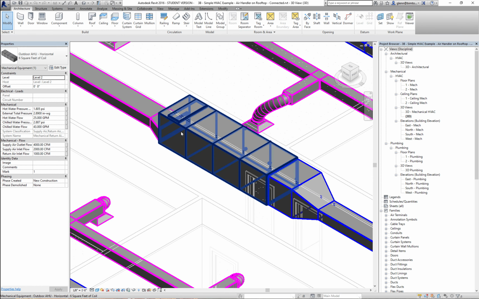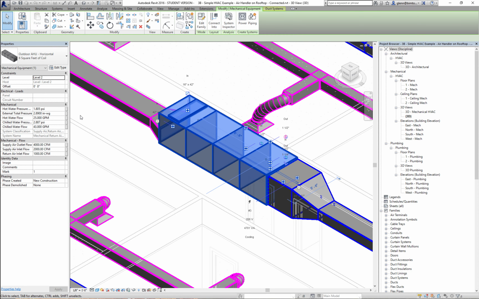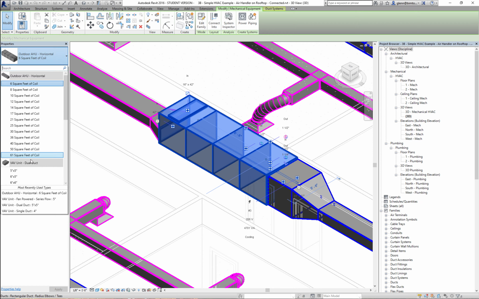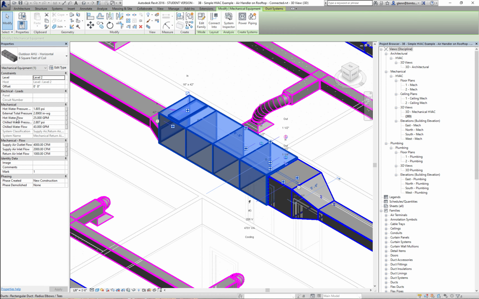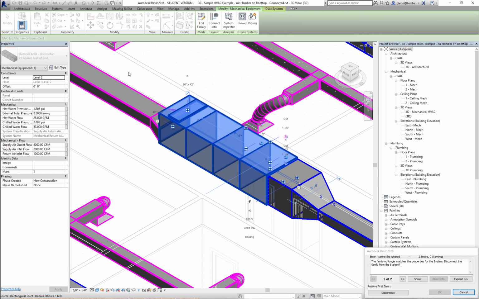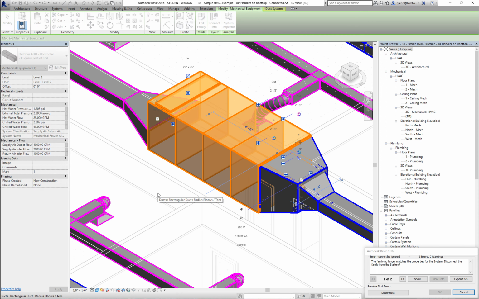For this air handler, if you take a look at its properties, this is the one that's standardly supplied with Revit. Outside air handling unit, 6 square feet of coil. They have different sizes, everywhere from 6 to 8. As you go up to a much bigger one, for example, one that's about 3 times as big, you can see it got bigger, and the openings actually got quite a bit bigger too. What it's complaining about down here is that it disconnected from the system. It says it no longer matches. I'll just say no to that right now.